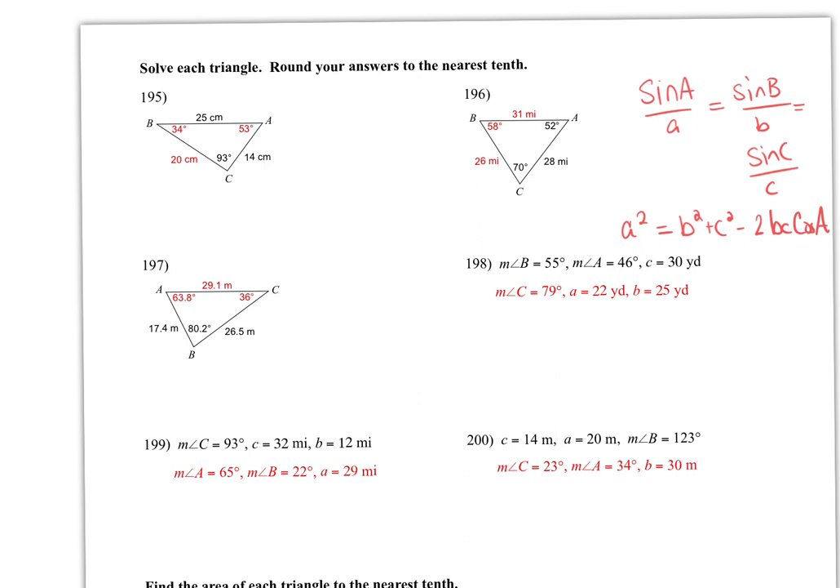So you may need to sketch it. If it gives you something like this, you may need to sketch. But remember, your answer is I need every angle measure and every side measure if it says solve the triangle. That's what it's asking for. Every angle measure, every side measure.